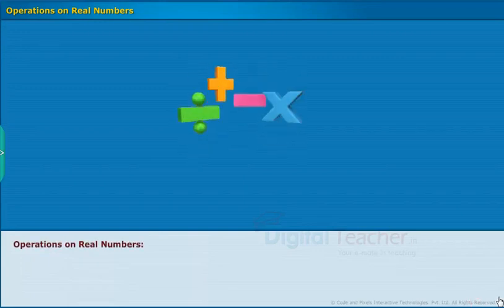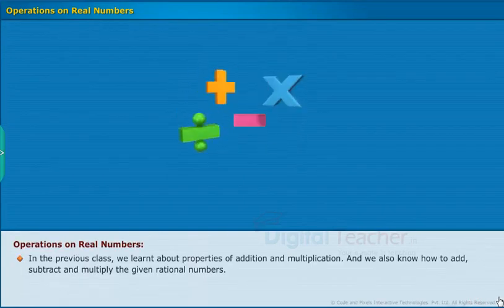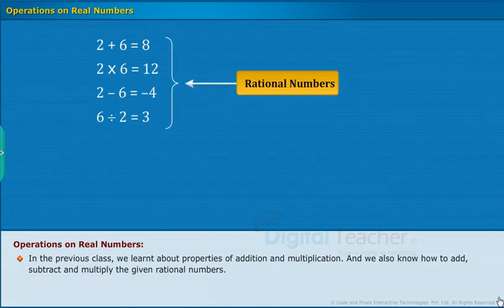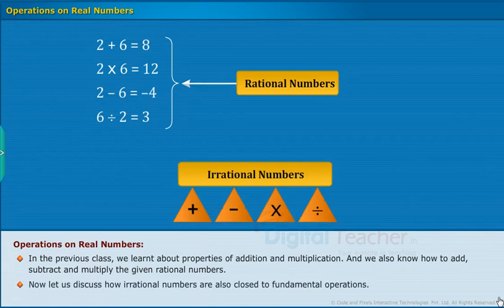Operations on real numbers. In the previous class, we learnt about properties of addition and multiplication, and we also know how to add, subtract, and multiply the given rational numbers. Now, let us discuss whether irrational numbers are also closed under fundamental operations. Let us solve some examples.